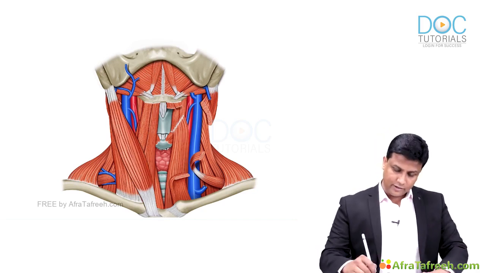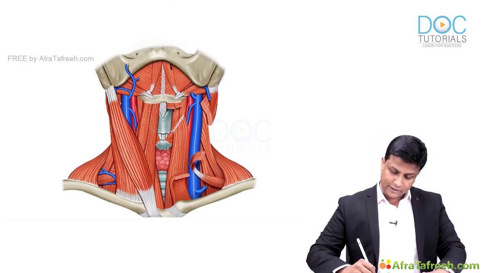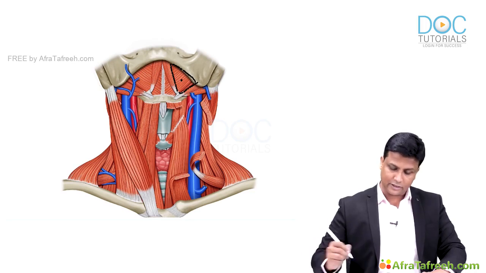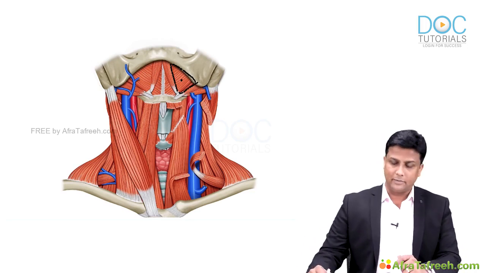First, to recall in your mind, this will be the anterior belly of digastric over here, and this will be the posterior belly of digastric over here, and this is the mandible. So basically this will be the digastric triangle, also known as the submandibular triangle.